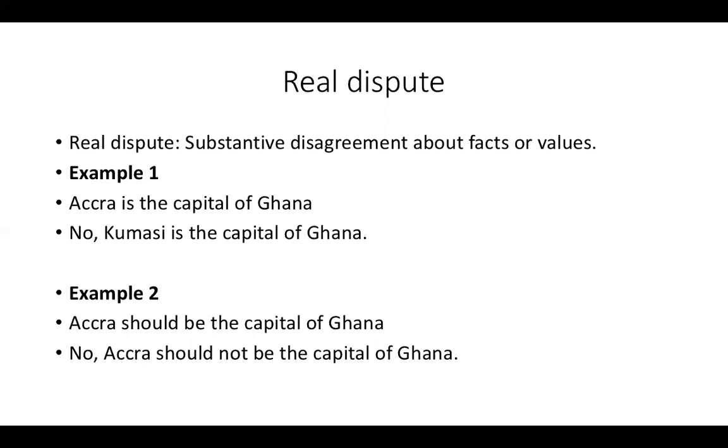And then the second person, why do you think that Accra shouldn't be the capital of Ghana? The person has to list her reasons. Then we examine the two lists of reasons side by side and see which ones are stronger. So that's how you deal with value disputes. You deal with value disputes by examining the reasons people are offering for their preferences. But for factual disputes, you resolve it by simply verifying the facts. That's all.